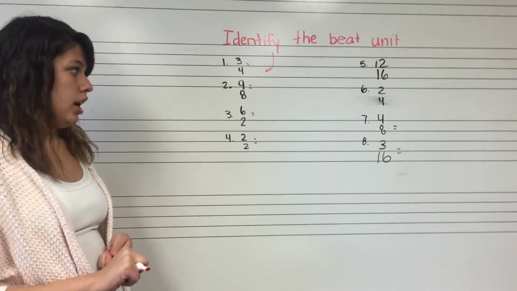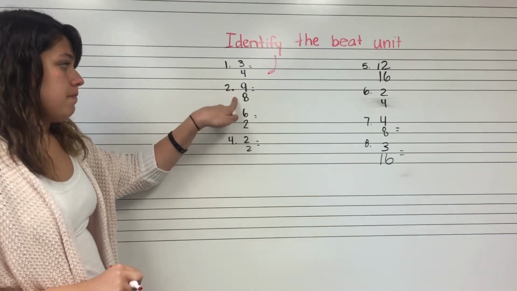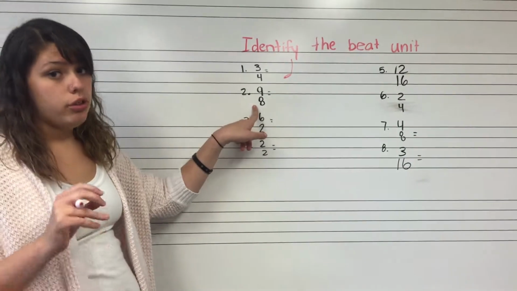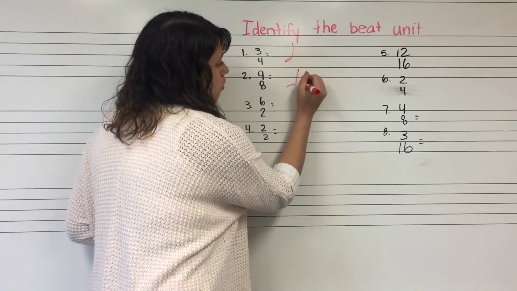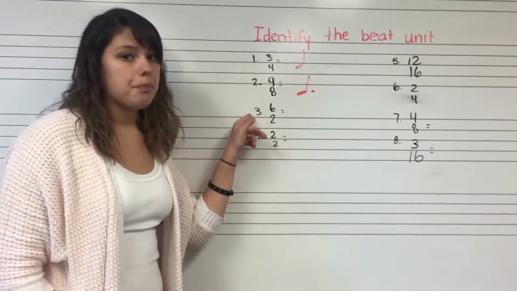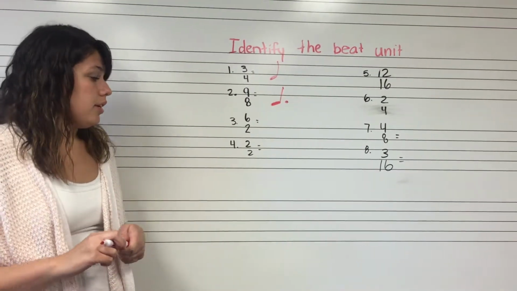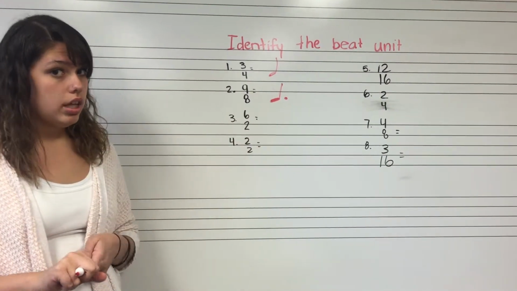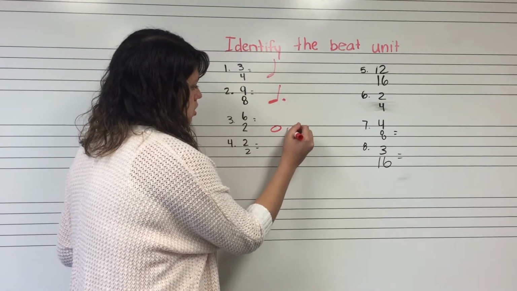Number 2, 9/8 is compound. So therefore we have to take the bottom number, which would be an eighth note, times 3. So 3 eighth notes equal a dotted quarter note. Number 3, 6/2, also compound. So 3 half notes equals a dotted whole note.